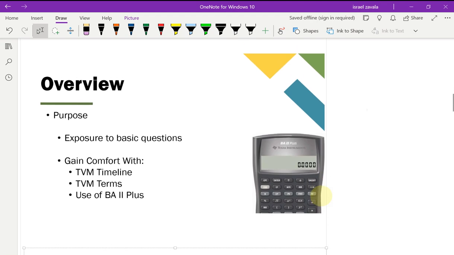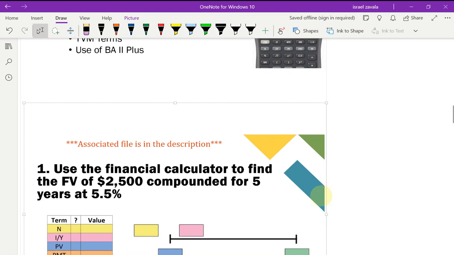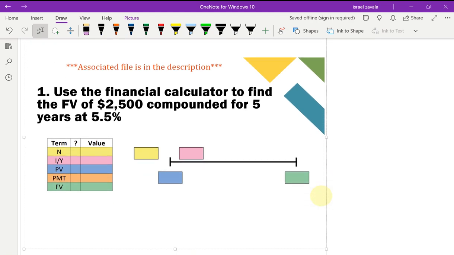Alright, so a quick overview. The purpose of today is to get you guys some exposure to some basic questions, for you to gain some comfort with time value of money timelines, time value of money terms, and the use of the BA2+. This is sort of the beginning lectures for students that are coming in that may know nothing about time value of money.